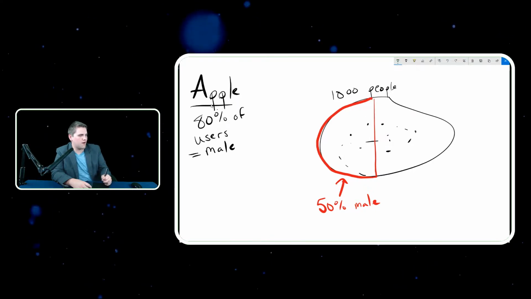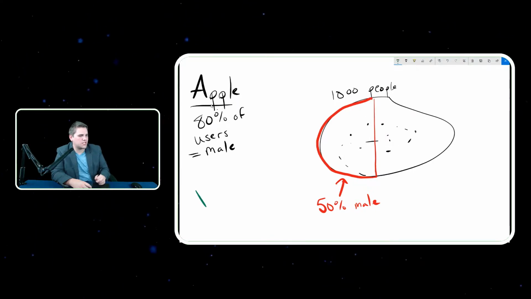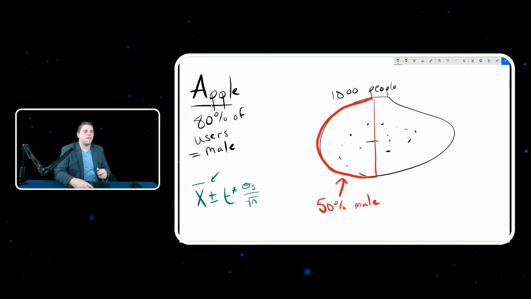Let me use green now. The formula in general is something like some average plus or minus T star times the sample standard deviation divided by the square root of n. Now real quick, that right there is an average. That x bar is literally an average.